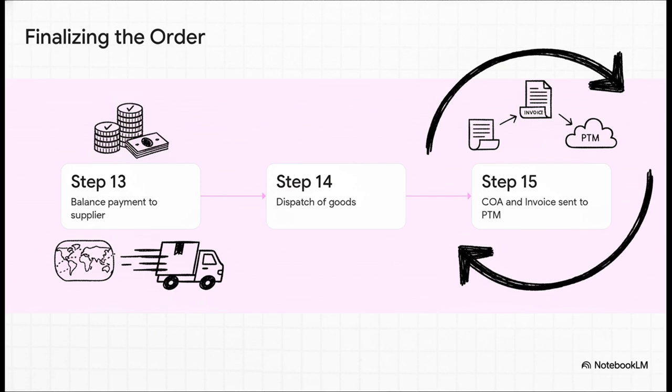And finally, Step 15, within mere hours of the goods dispatching, the certificate of analysis, the invoice, and all those final documents are routed by the purchase executive to the PTM tracking team we mentioned earlier. The physical and digital loops are officially closed. The whole shebang is done.